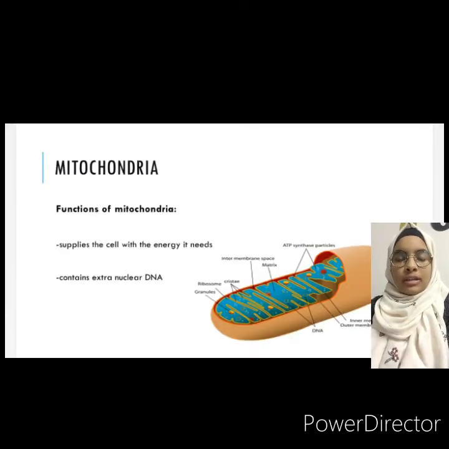Another structure that is present inside the egg cell is the mitochondria, which is also known as the power factory of the cell, because its main function is to supply the cell with the energy it needs for reproduction and growth through the process of cellular respiration. The mitochondria also contains a special type of DNA. It is circular and it's very similar to the bacterial DNA or the plasmid.